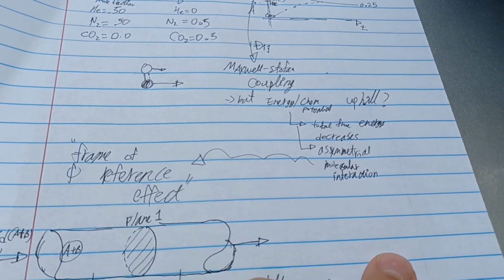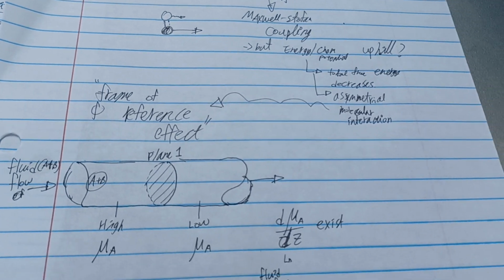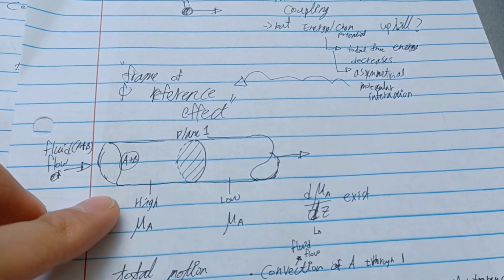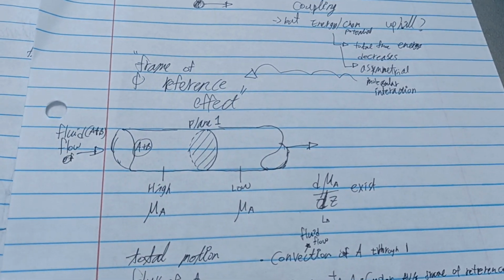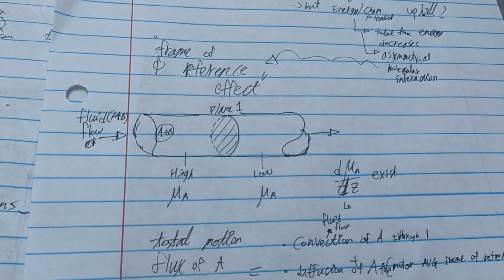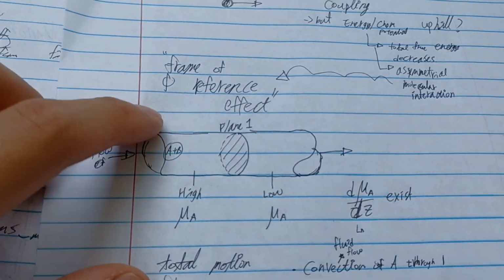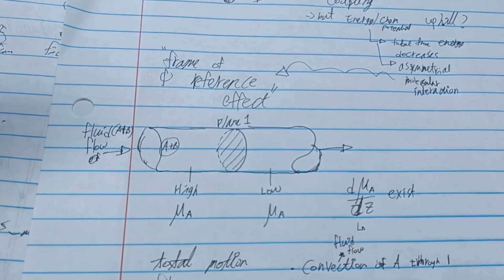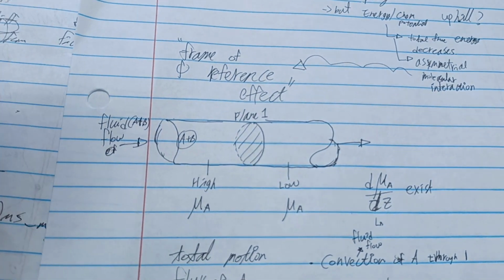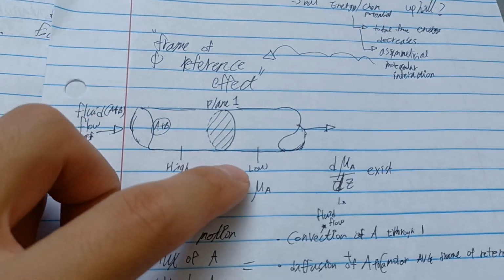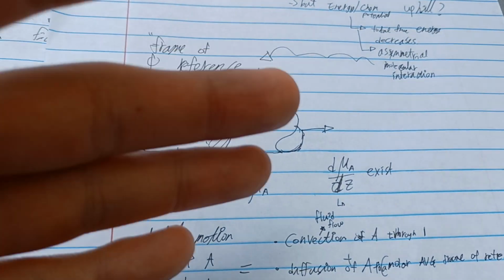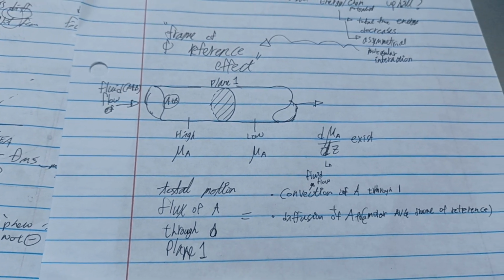So this likely goes back to the frame of reference effect. Imagine we have this fluid flow. The fluid is made of different types of molecules, chemicals A and B, and we're going through this tube, and we have this plane 1. Somehow on one side there's a high chemical potential energy of A, and on the downside we have this low chemical potential of A.